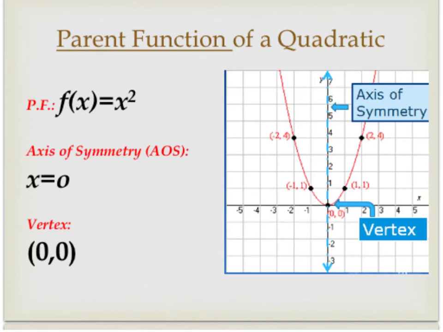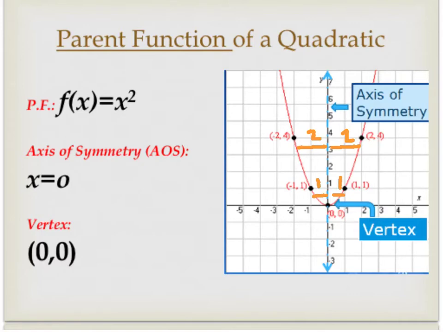So here's kind of a summary of what we just said. So our parent function f of x equals x squared, or y equals x squared, same thing. The axis of symmetry always, always, always is going to be x equals 0. The vertex is going to be 0, 0. As you can see in my picture here, here's the AOS, right? It cuts it perfectly in half. From here to each point, we'll have the same distance.